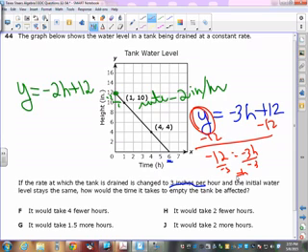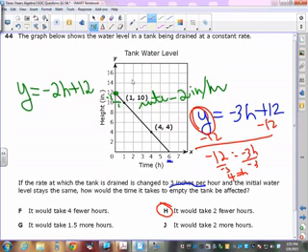And you get h is equal to 4. Okay, all right. This is a little tricky. It's not 4 fewer hours. It's in 4 hours that tank would be empty. So it took 6 hours to empty it. Now it's only going to take 4 hours to empty it. So it would take 2 fewer hours.